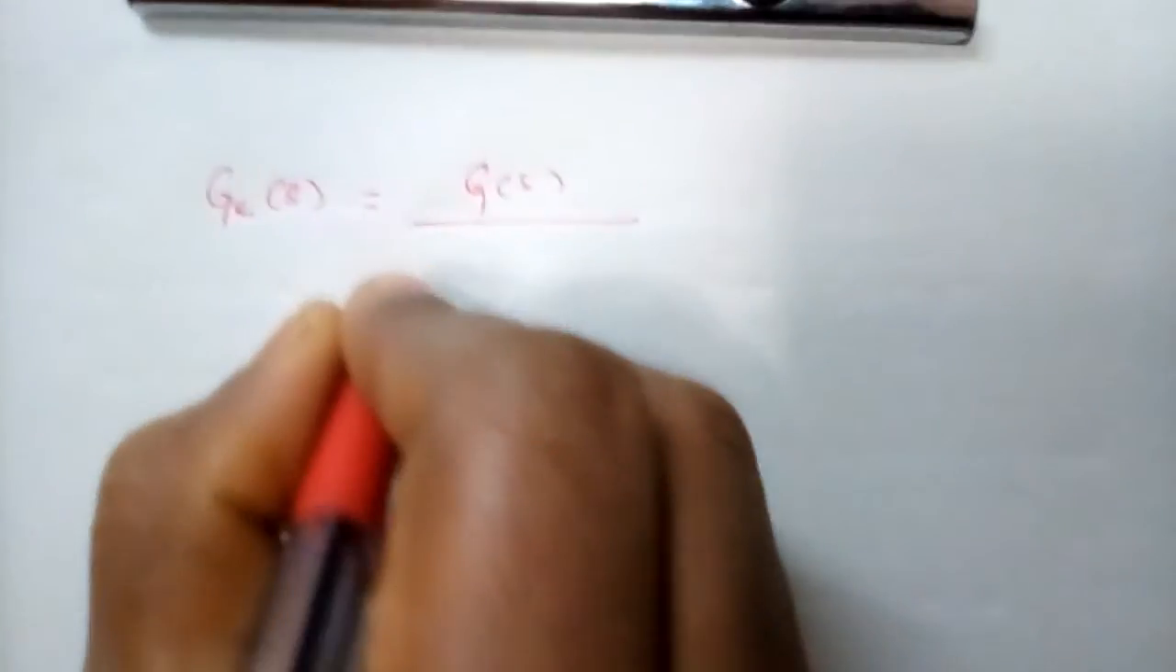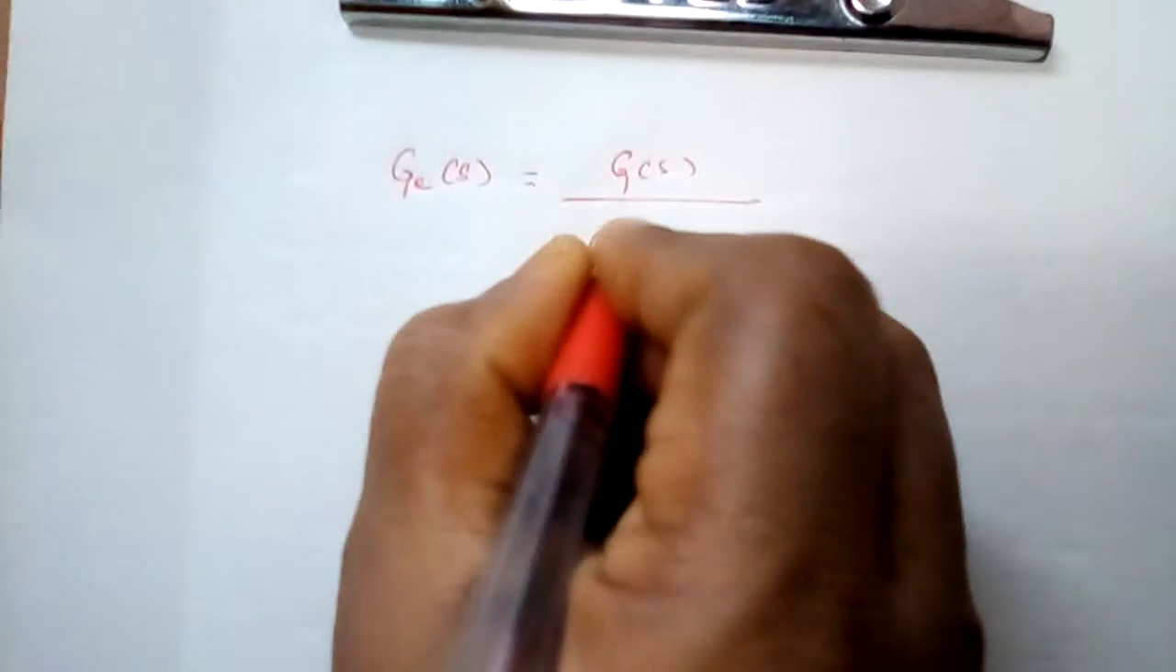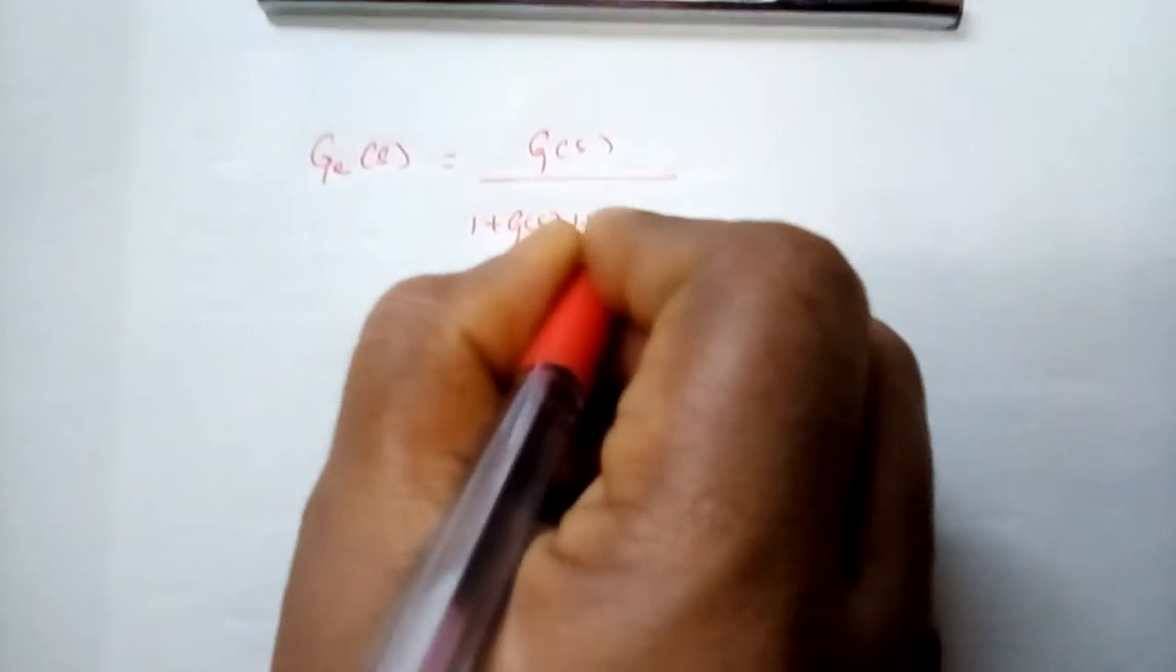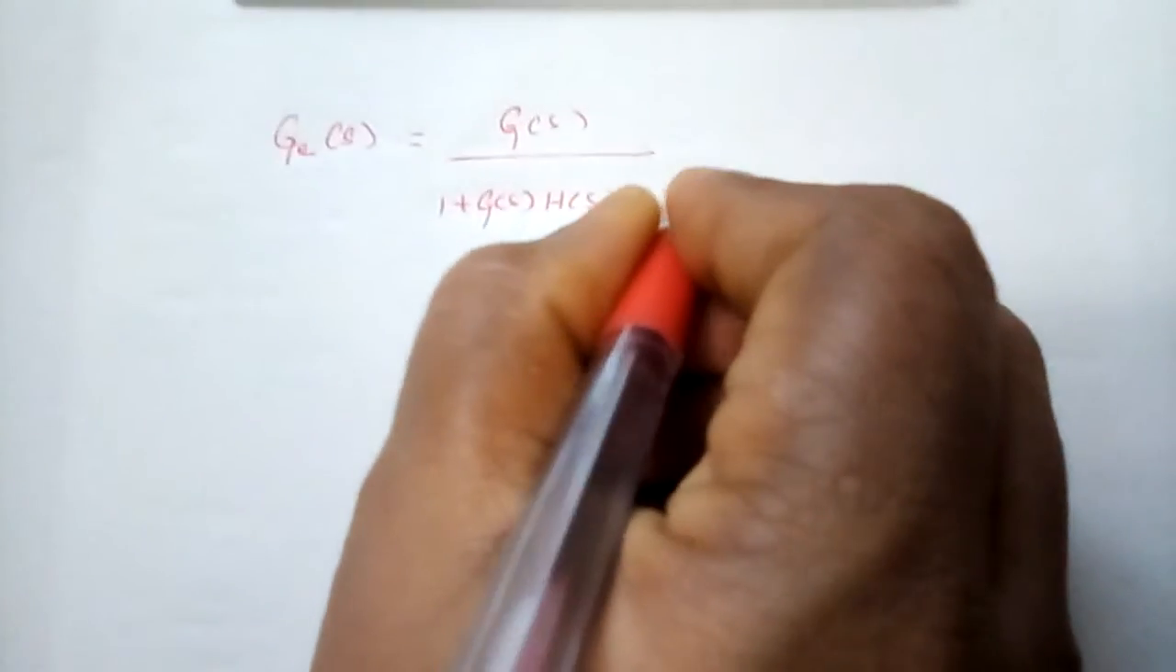Okay, they have given us nothing but a closed loop transfer function without a unity feedback. We need to convert this into the open loop transfer function. To convert this into the open loop transfer function, we have to rewrite that transfer function equation as G(s) by 1 plus G(s)H(s) minus G(s).